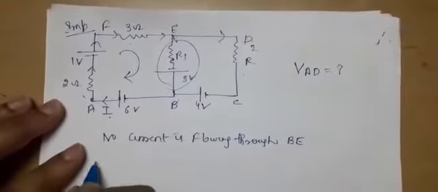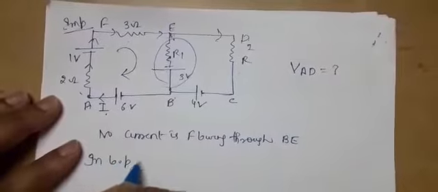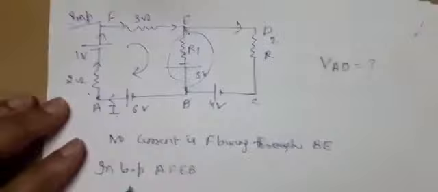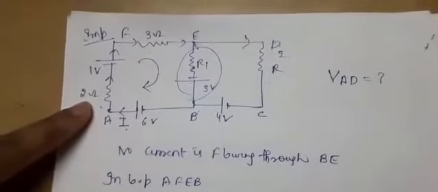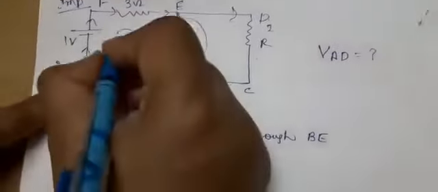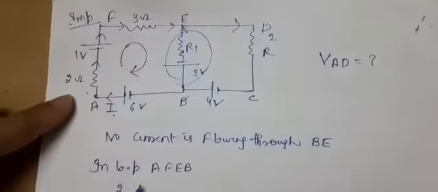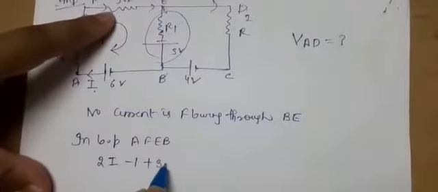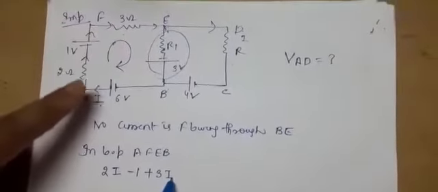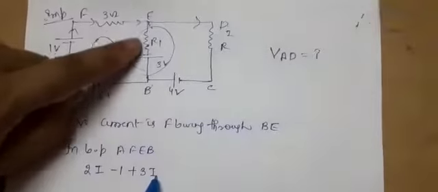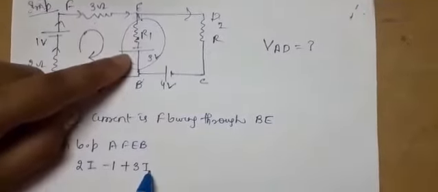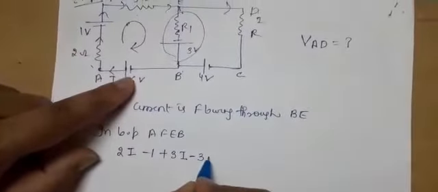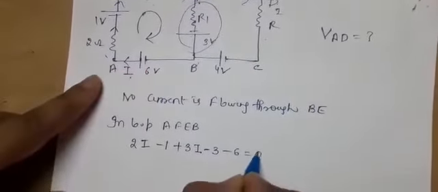So as per the loop A, F, E, B, we are applying Kirchhoff's rule. Here you can start from here or from here, it's your choice. 2I minus 1 plus 3I, and across this no current is flowing, but this battery is an external source, so it is minus 3 and again minus 6. This will be equal to 0.